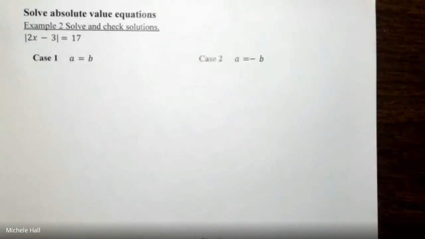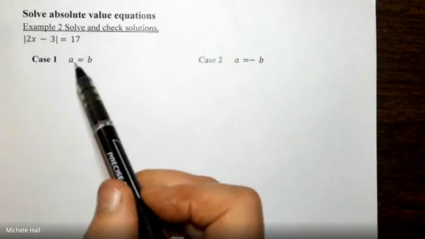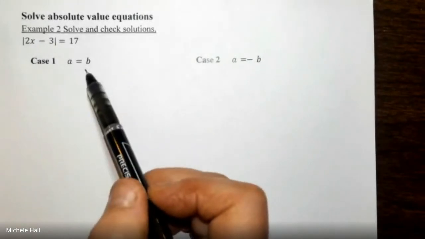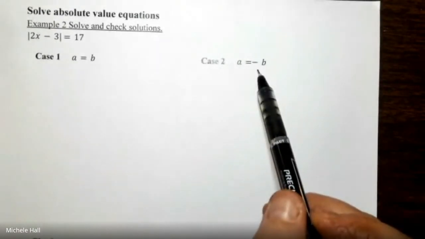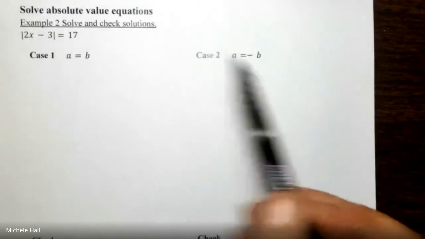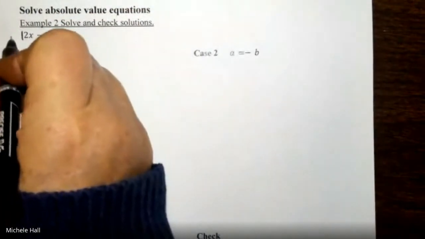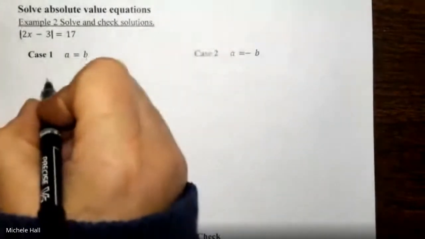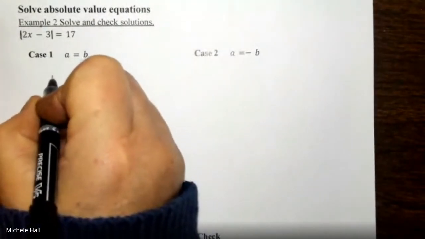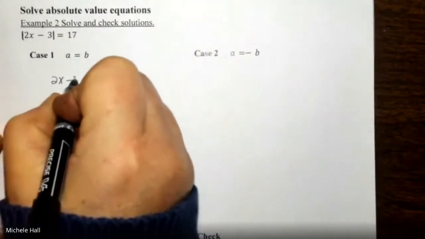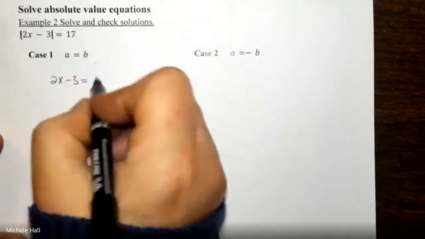Solving absolute value equations. We need to take and have the absolute value set equal to the number and set equal to the opposite of that number. Here's our absolute value. We have just the absolute value. It's completely isolated. There's nothing outside of the absolute value happening over here. So we take the absolute value and we set it equal to 17.